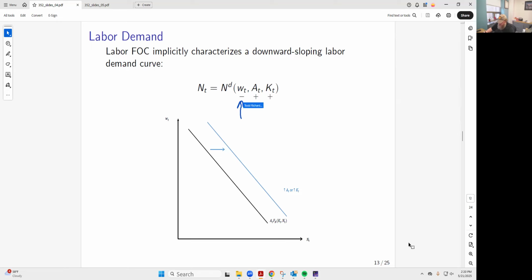So the higher the wage rate, the less labor demand we will tend to have. The higher that productivity measure from before, the greater the number of employees that I will want to hire, and then also the amount of capital. If I buy more capital, then the amount of labor that I want to employ is also going to go up because I'm going to need folks to utilize that additional capital that I just purchased. So, an increase in productivity or an increase in capital is going to cause labor demand to shift out.